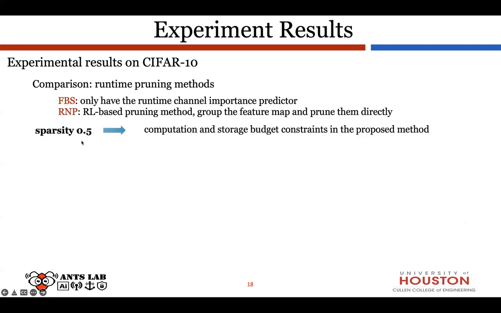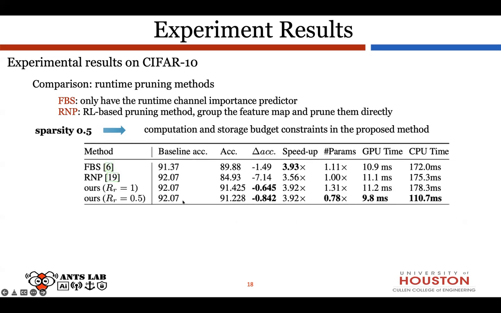And for fair comparison, they set the sparsity ratio as 0.5 for all methods. But for their proposed method, since we cannot set the sparsity ratio, the computation and storage budget constraints in their method are calculated according to the sparsity ratio of other methods. And here they show the simulation results. In the simulation results, R equals 1 means that we solely consider the runtime channel pruning, and R equals 0.5 means we consider both the runtime pruning and the static pruning.